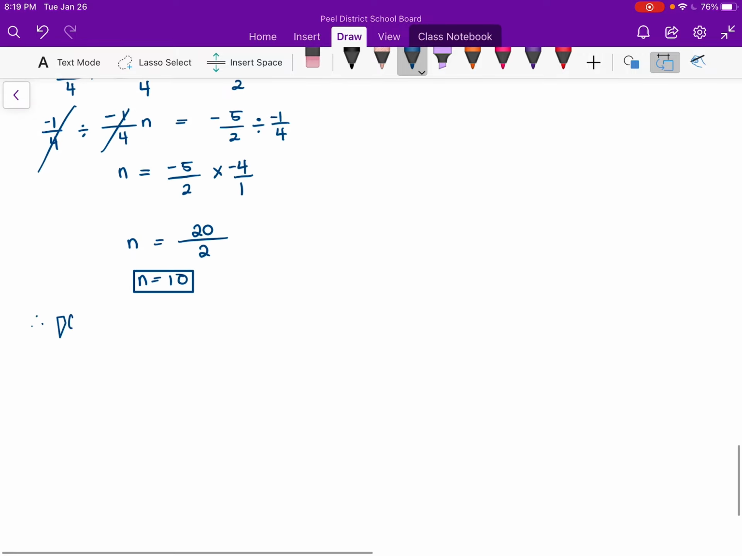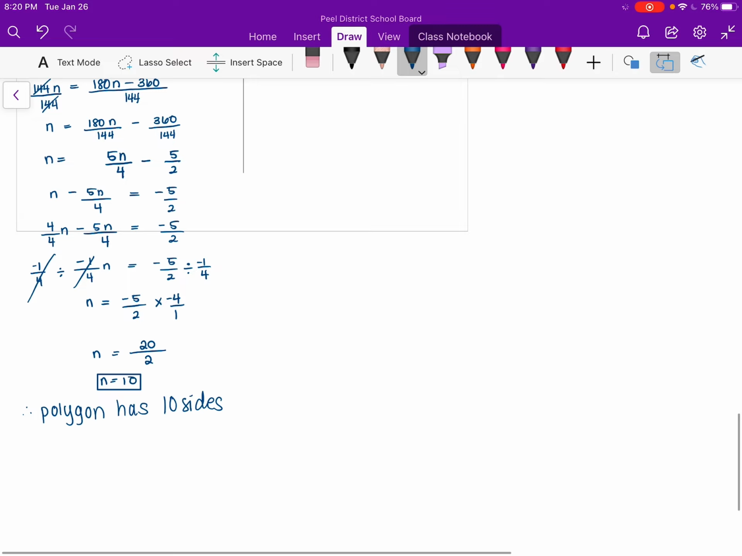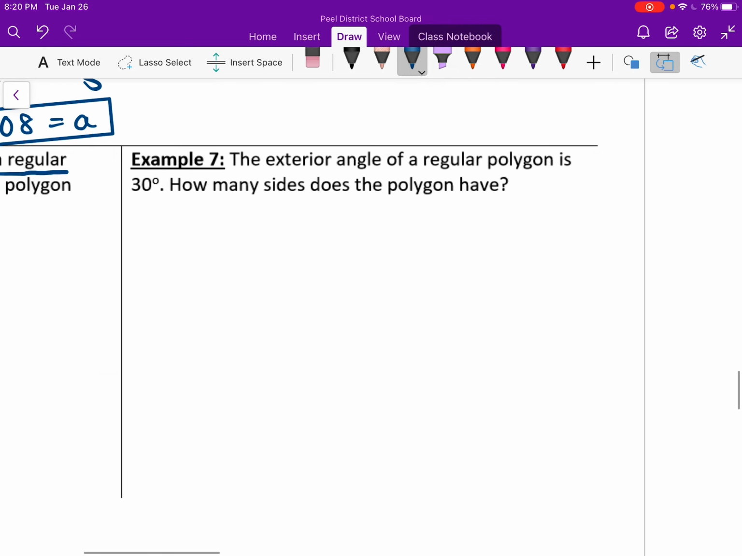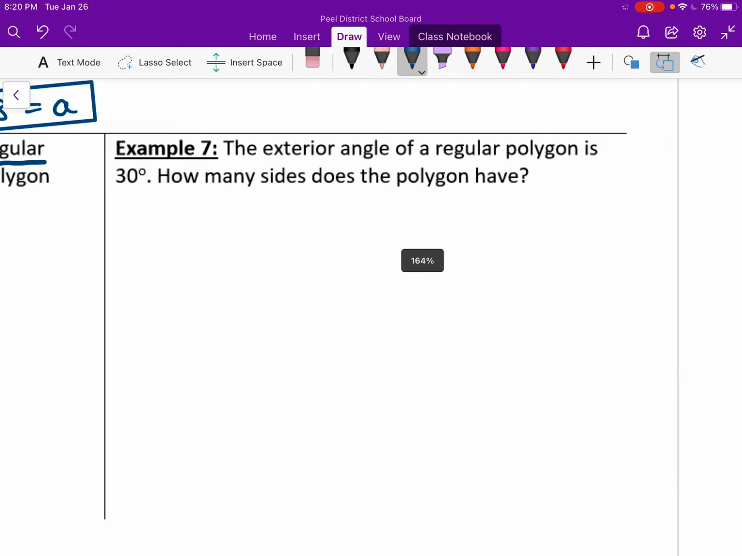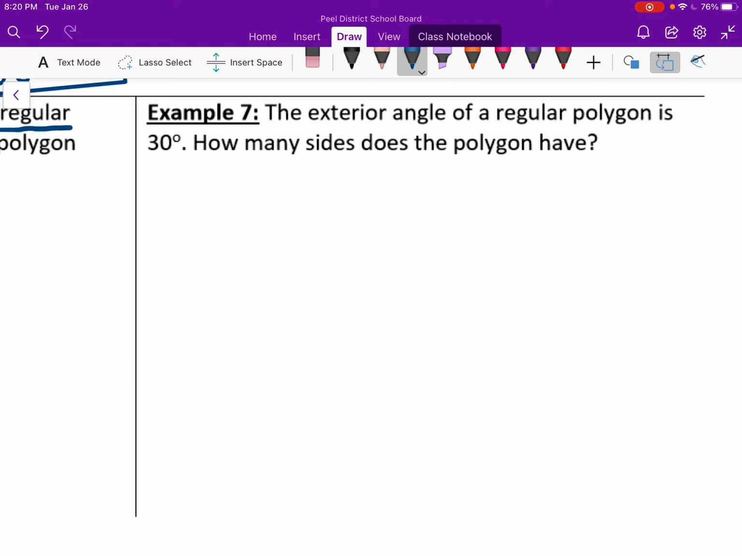Therefore, the polygon has 10 sides. Okay. All right. That was a lot of fractions and a lot of math. I also know a lot of people prefer using decimals. I would prefer you used fractions, just easier.